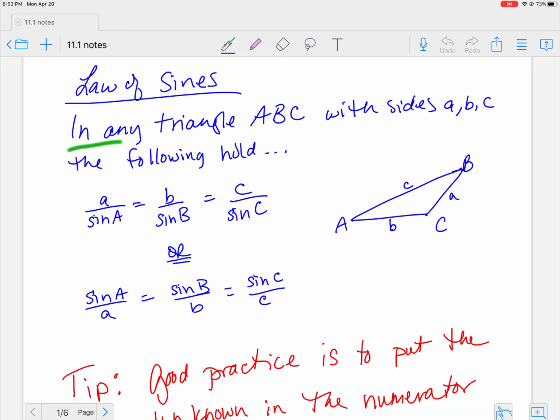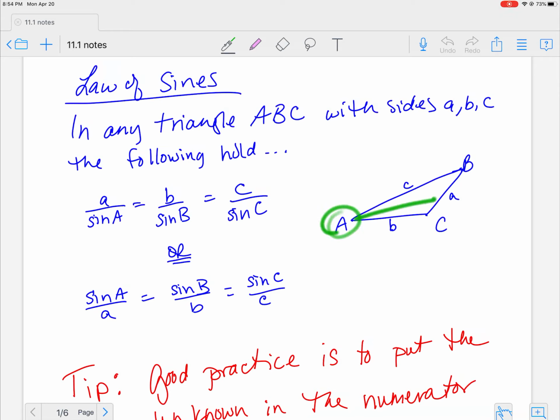Our law of sines says in any triangle ABC with sides a, b, c, the following hold. So anytime you have any triangle, so law of sines and cosines, I should have said this, deal with something outside of a right triangle. So up to this point, we've said everything is a right triangle. Well, that's not reality, y'all. You know that's not reality. You can still do trig with triangles that are not right triangles, which is awesome. And that's what we're going to do now.